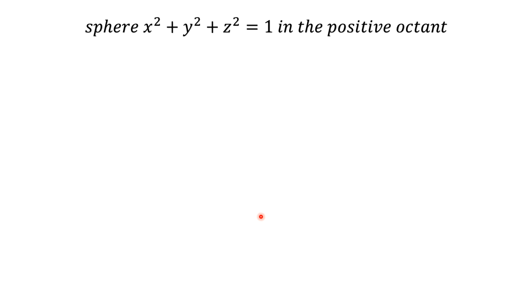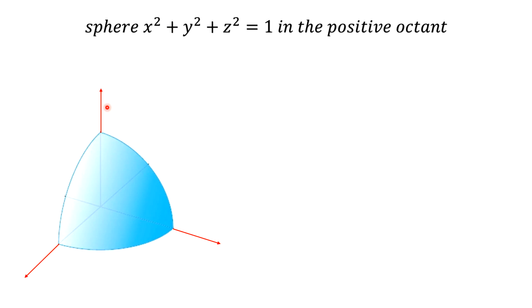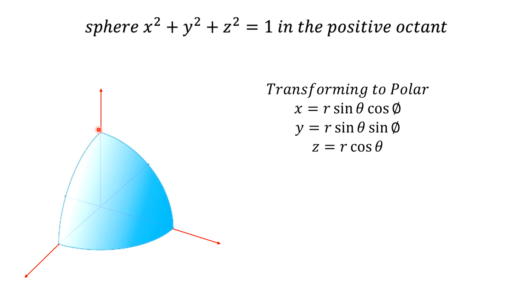So first we will see this region of the sphere in the positive octant. So here this is our region of integration. Over this region we have to integrate it. So we are going to transform this to polar coordinates. So here the substitution is x is equal to r sin theta cos phi, y is equal to r sin theta sin phi, and z is equal to r cos theta, where r, theta, phi are spherical polar coordinates.